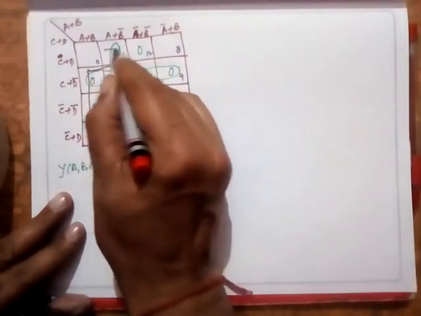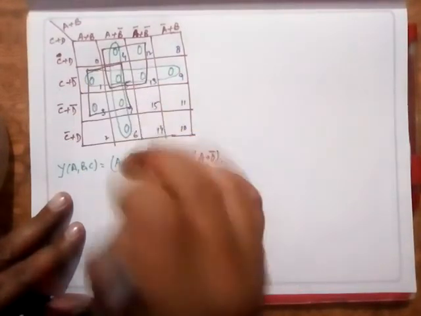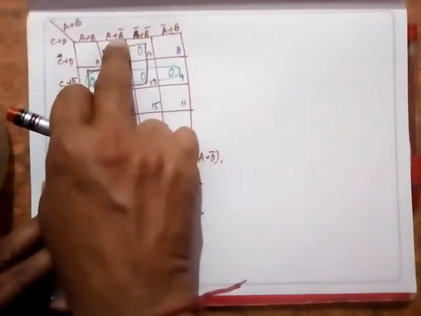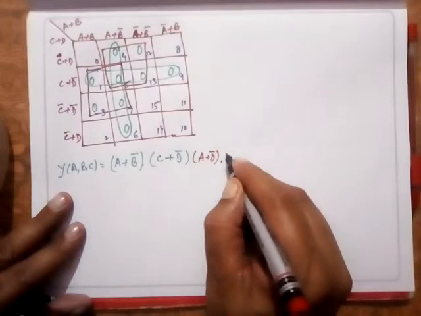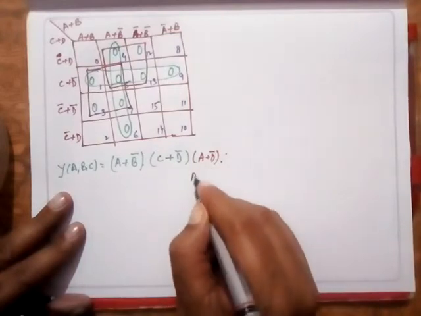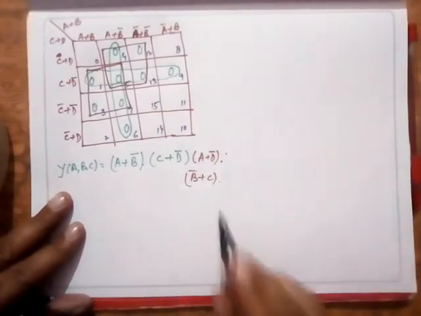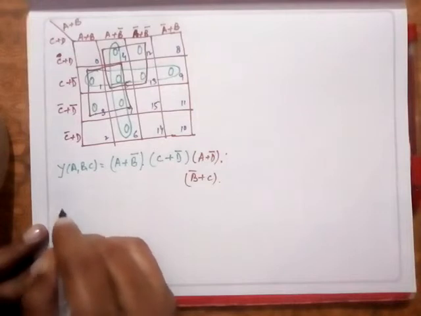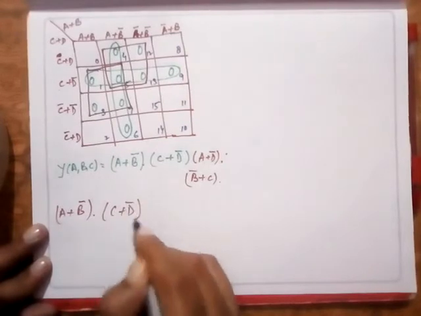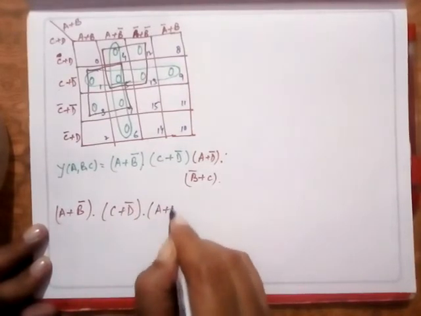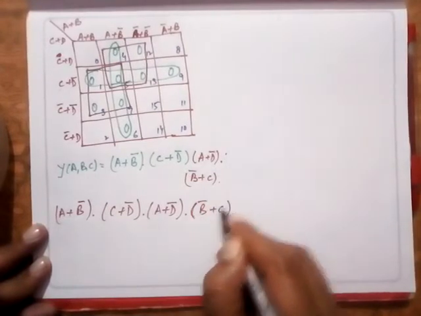What is remaining? This is remaining. I make another quad from here. The value of this quad, if you see, from this side it is B bar, which is common, and from this side C is common. So B bar plus C, I'm writing here, because I want to make a figure here. This is in continuation. I can say I'm rewriting this: A plus B bar dot C plus D bar dot A plus D bar dot B bar plus C. I hope this is clear to you.